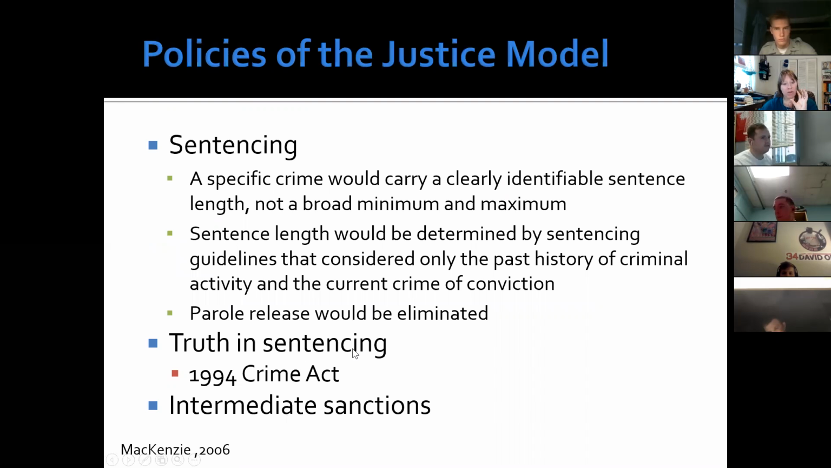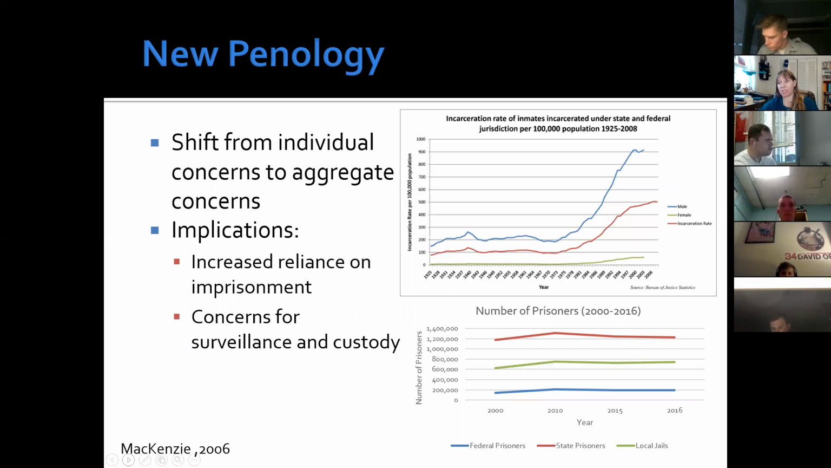We would give everybody one big sentence, and then truth in sentencing said you had to serve at least 85%. You could shave off that last 15%, but because of that, we didn't need parole anymore. So parole release was eliminated. This is when we also started to see intermediate sanctions pop up, and we're going to talk about how our new era has changed the way we use those intermediate sanctions. So let's get to where we are today.